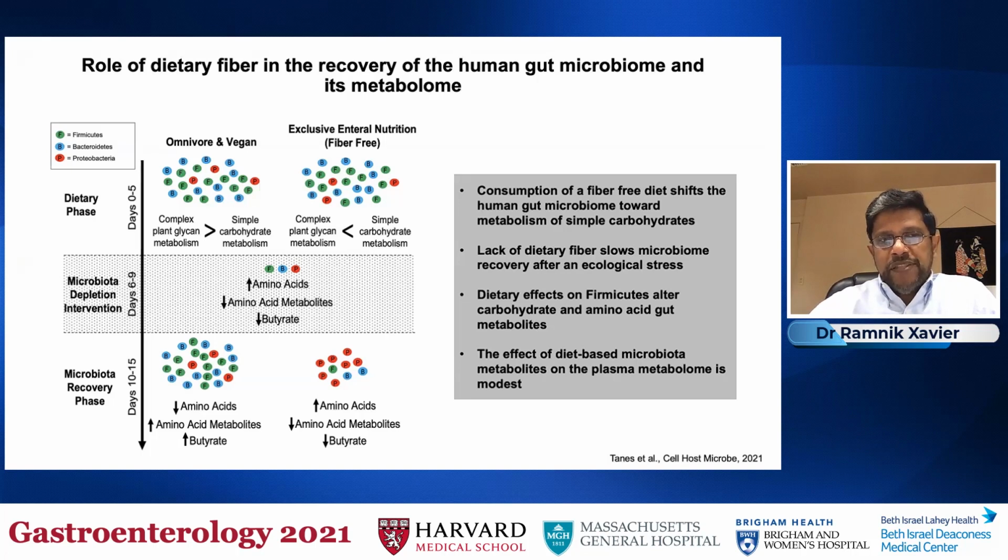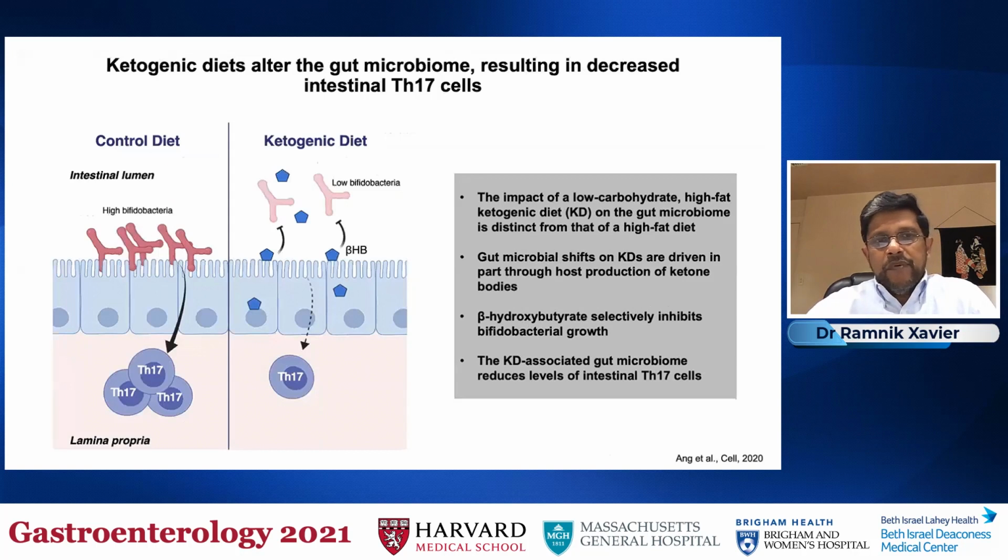And you can begin to appreciate the changes that happen during the dietary phase when bugs are depleted and when they recover. And the take-home messages are: consumption of a fiber-free diet shifts the human microbiome towards metabolism of simple carbohydrates. The lack of dietary fiber slows the recovery after a stress. So if these individuals are exposed to an antibiotic, recovery is slower. Dietary effects on Firmicutes alter carbohydrate and amino acid gut metabolites, and these diet-based microbiota metabolites also impact the plasma metabolome.